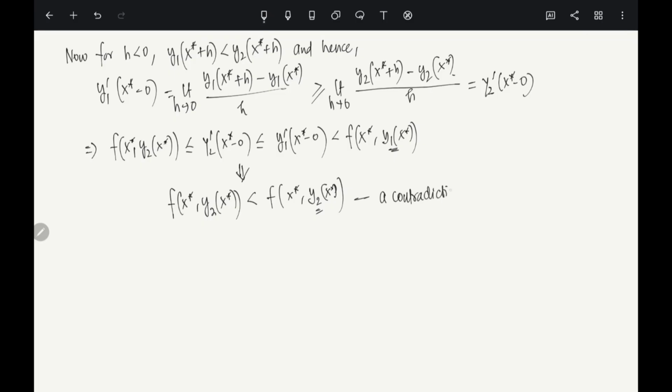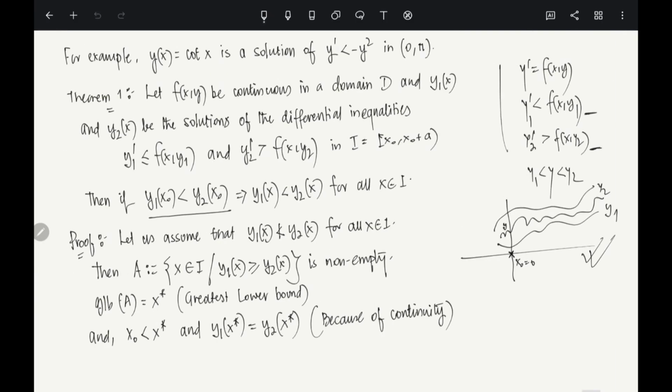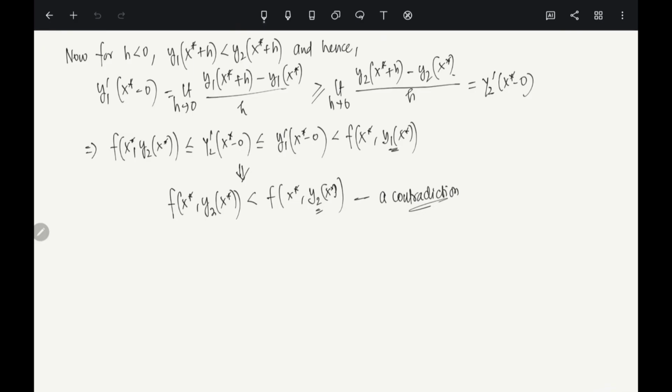Why am I getting a strict inequality? Because this is our assumption. You see, I made a mistake here. By making that mistake, you do realize that at least one of them has to be negative, strict. Either this or this. Even if only one is strict, the same sort of thing will work. So you need at least one strict inequality. Once that is there, then you have a contradiction.